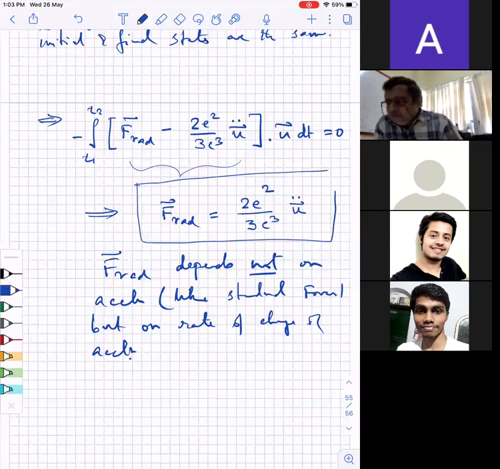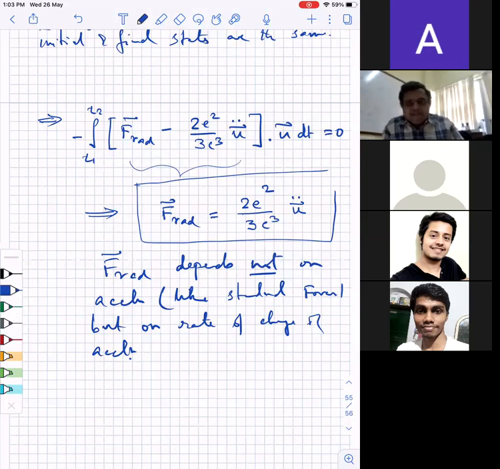Sir, in that sense, only the Newtonian force is dependent on the acceleration. Like Lorentz force also doesn't depend on the acceleration; it depends on the velocity. Yeah, but we never go to the third derivative of R. Lorentz force is V cross B. Yeah. Okay.